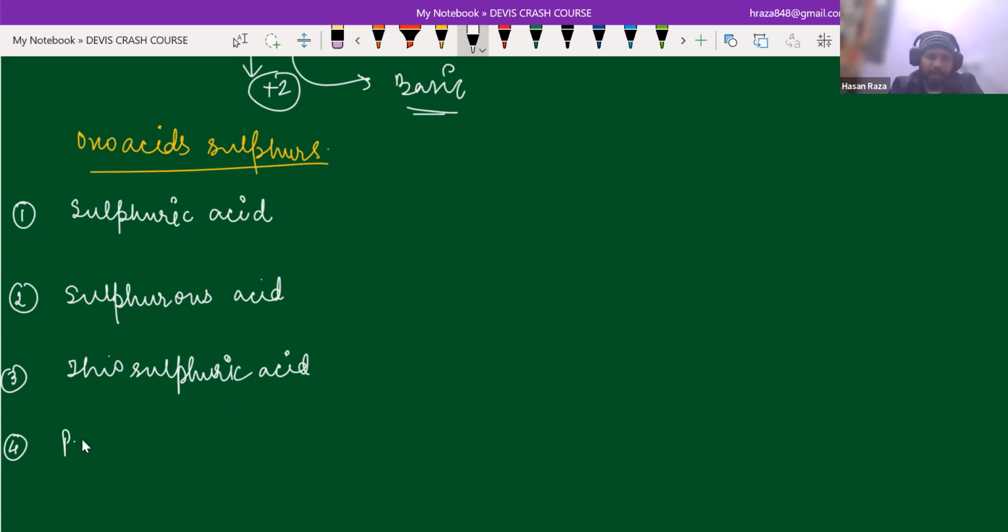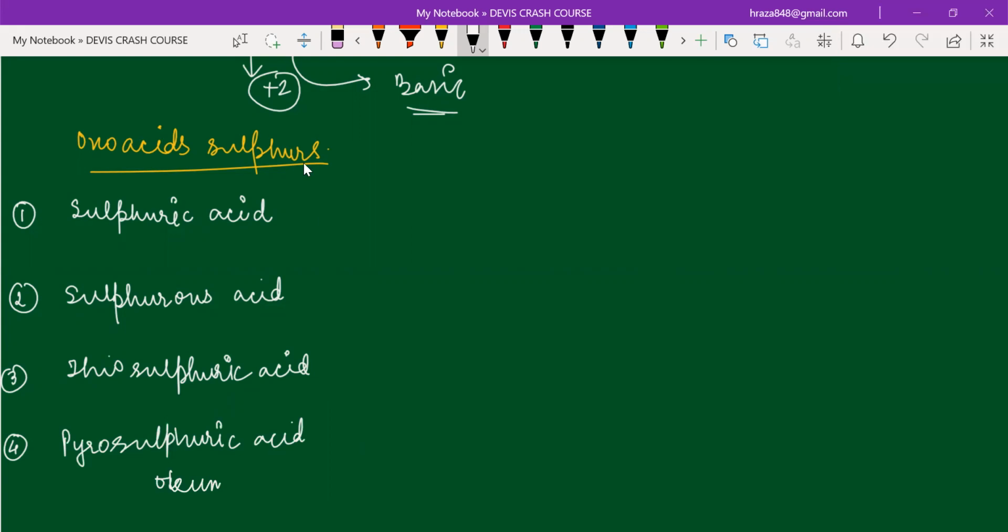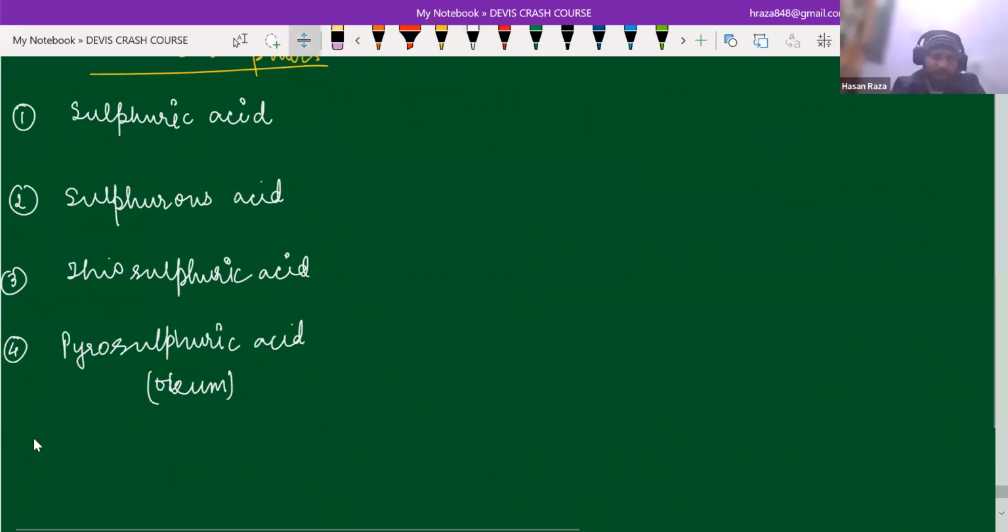Then comes pyrosulfuric acid. Pyrosulfuric acid is also known as oleum. I'm just going to give you the list, then I will write the formula as well.